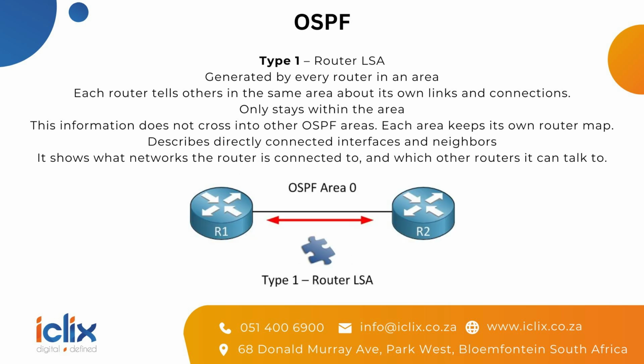Type 1, Router LSA. Generated by every router in an area. Each router tells others in the same area about its own links and connections. Only stays within the area. This information does not cross into other OSPF areas. Each area keeps its own router map. Describes directly connected interfaces and neighbors. It shows what networks the router is connected to, and which other routers it can talk to.